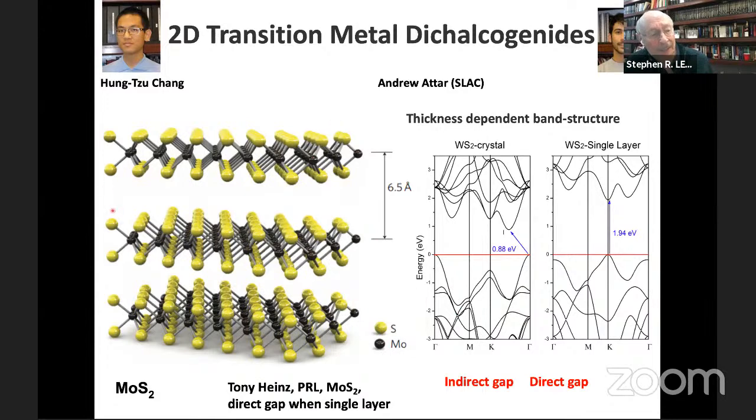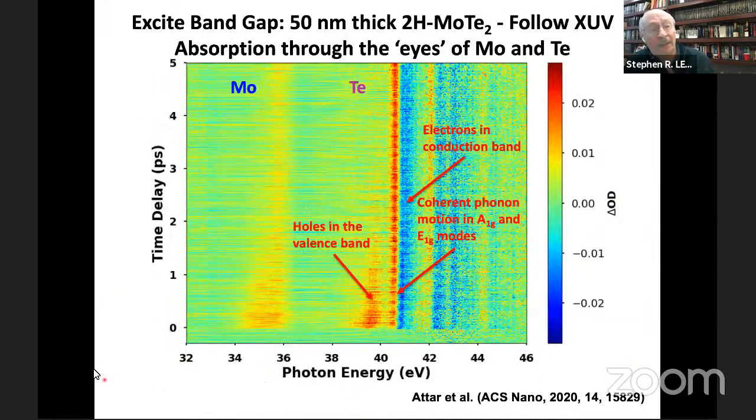So let's just dream, what could we see if we tried to study such a material? And it's not going to be molybdenum sulfide, it's going to be molybdenum telluride. And so this is a map from about 30 electron volts to 45 electron volts of the molybdenum and the tellurium inner shell transitions versus time. And the only thing we're doing is exciting across the band gap in this material. And now I've labeled a few features that I want to mention in a little more detail.